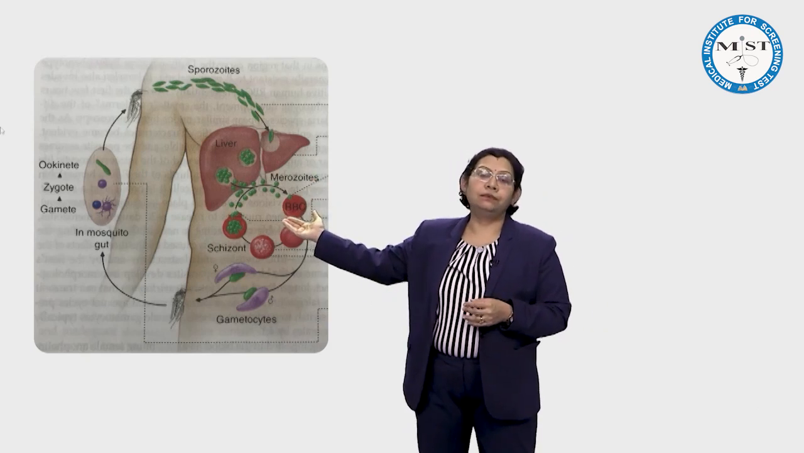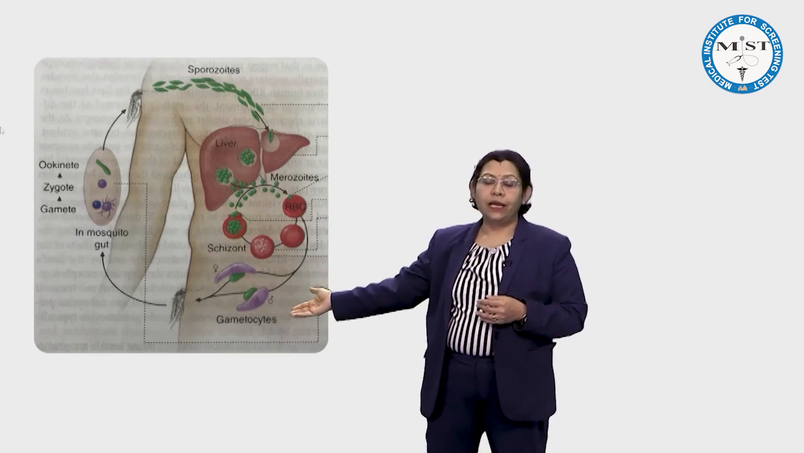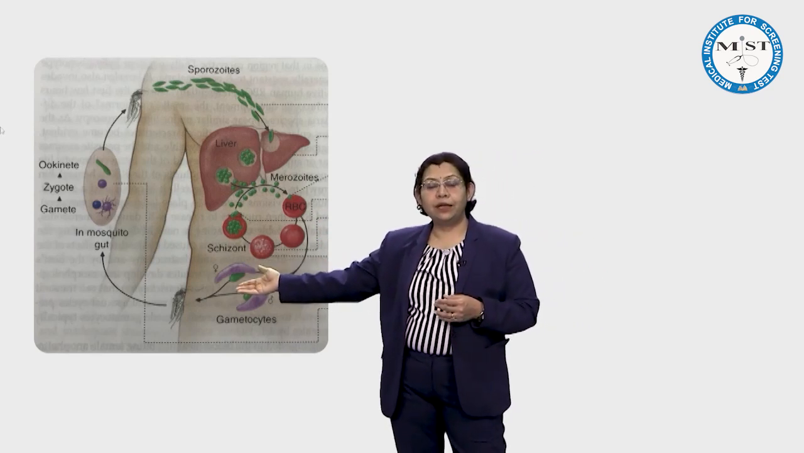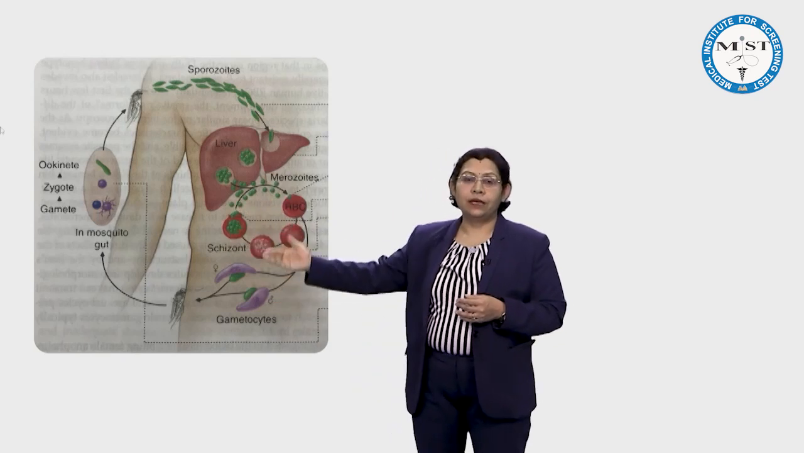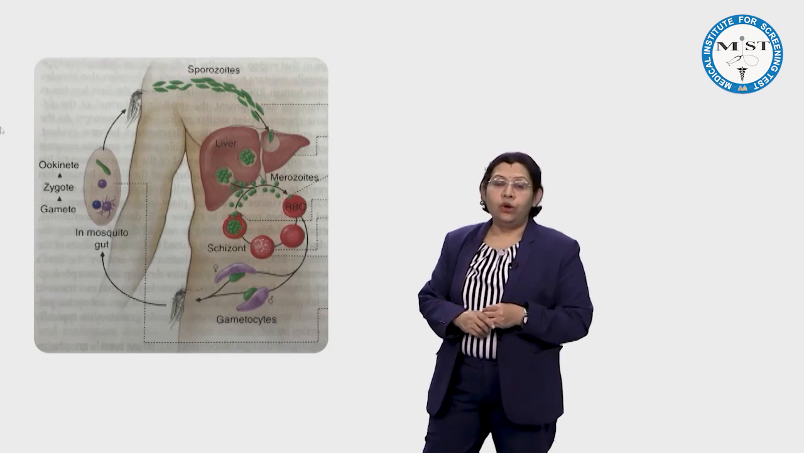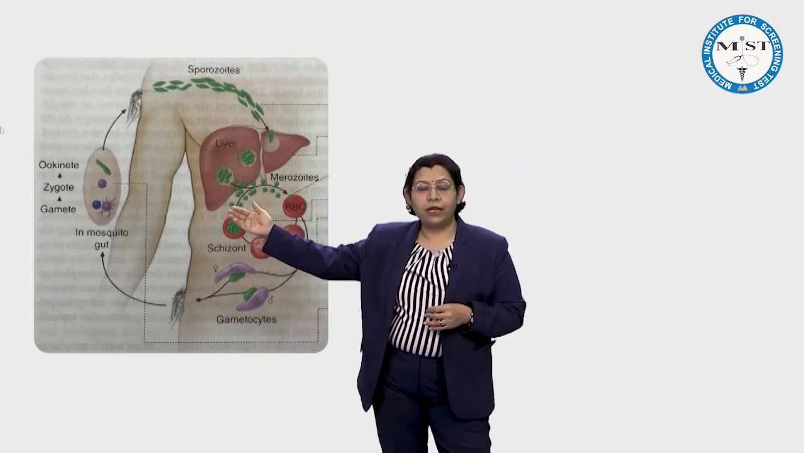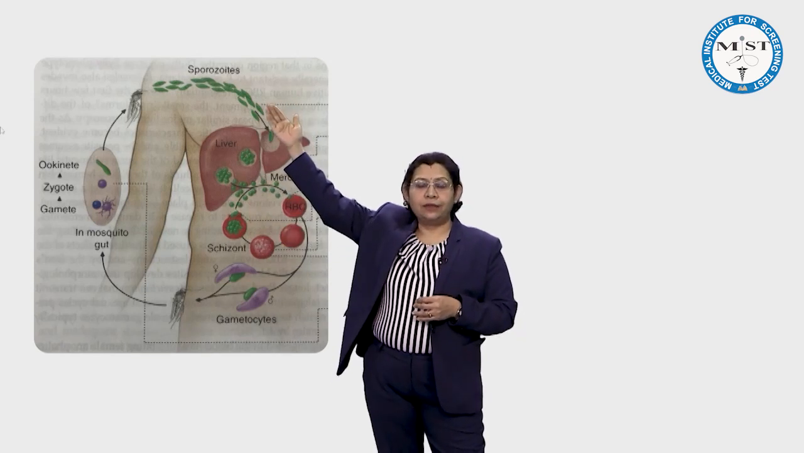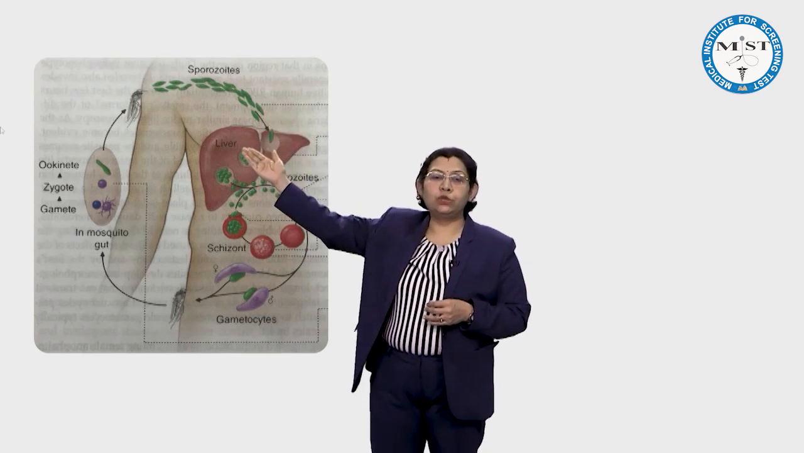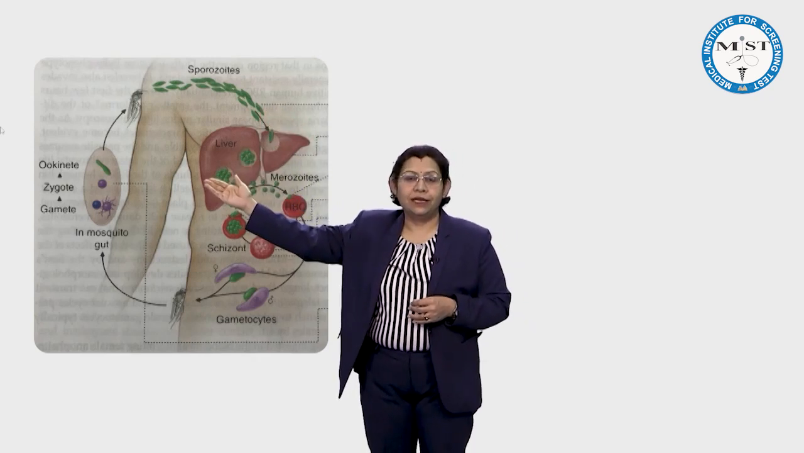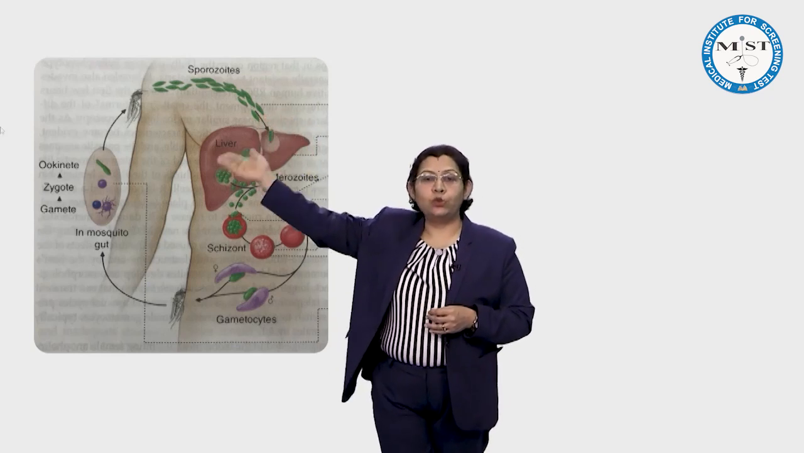And some of these trophozoites can convert into gametes, and when the mosquito sucks the blood, these gametes enter the mosquito, and in this way the cycle goes on. So, we can control or prevent malaria if we can break this step, that is, the entry of the sporozoites into the hepatic cells, and this is what our malaria vaccine is doing.